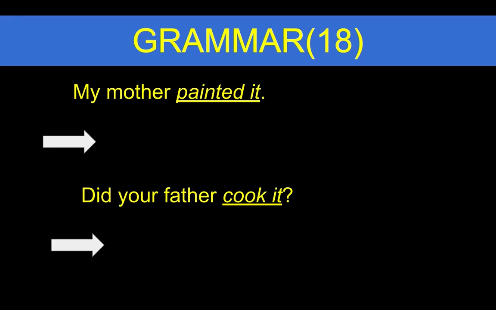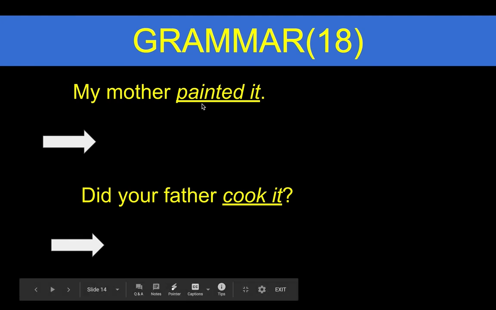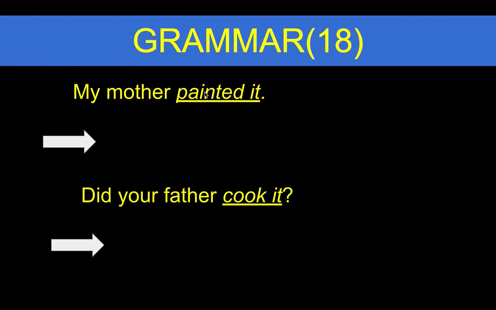Okay, so let's quickly look at the grammar, then we can finish this first part. So here you can see my mother painted it. My mother did something. My mother did the action. But for our grammar today, we are using the passive. So this is active. My mother did it. But I want to talk about it.